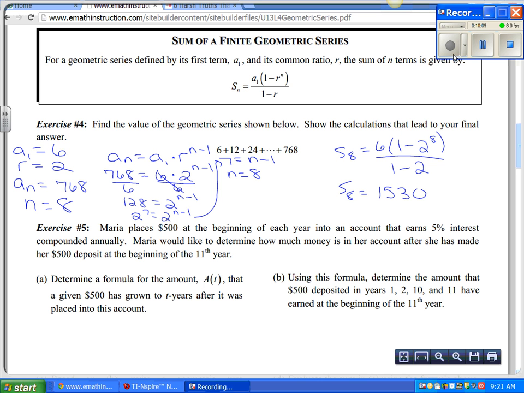All right, so do you see what formula you have to use if you're missing something? Are we using the arithmetic? Why? It's a geometric series. Okay, so you can't mix and mash. They got to go together. All right.